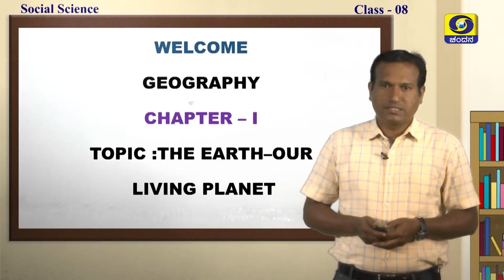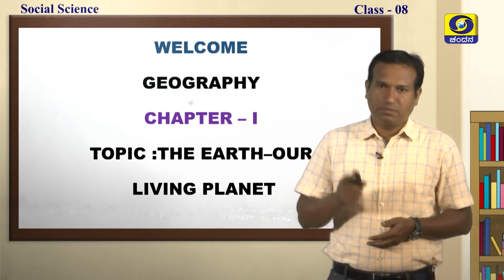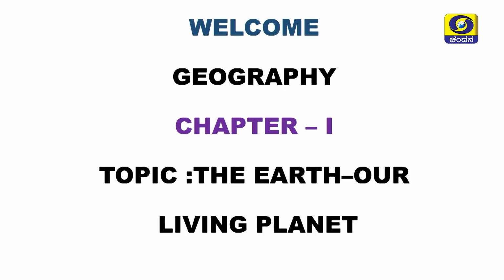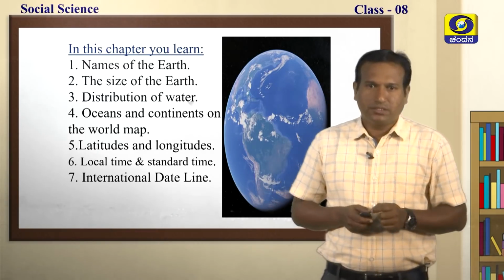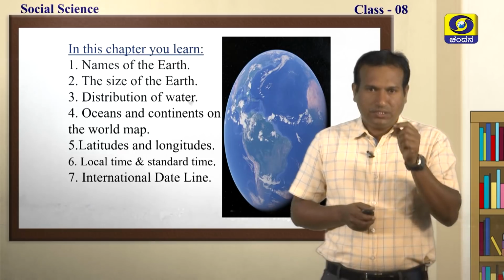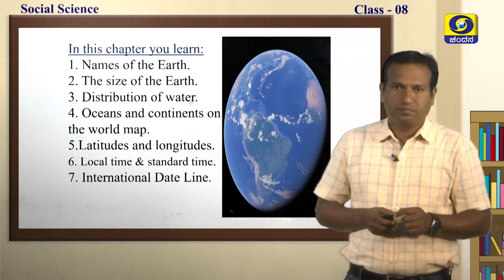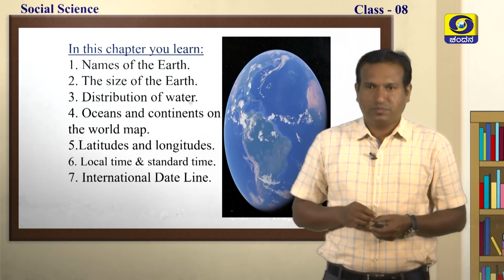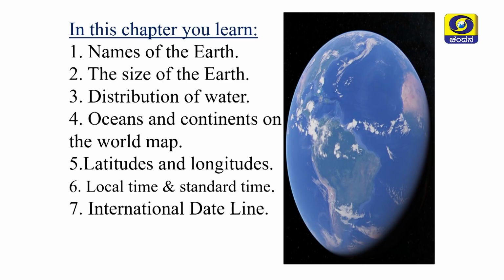Today we are going to discuss the history chapter, chapter number 1, that is our living planet, the Earth. In this chapter you are going to learn the different names of the Earth, size of the Earth, the distribution of water and the oceans, continents on the map, latitudes and longitudes, time, local time, standard time and international dateline.